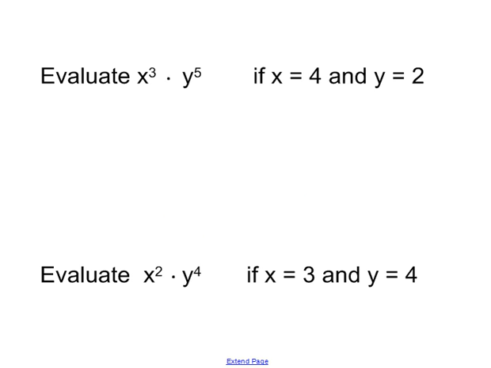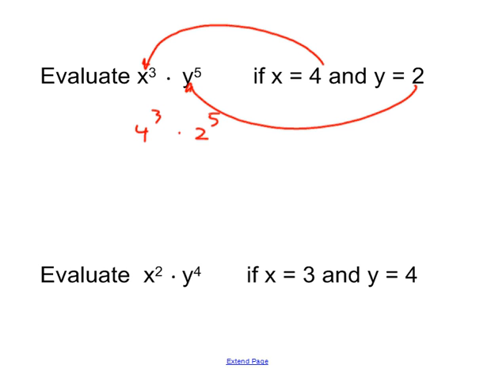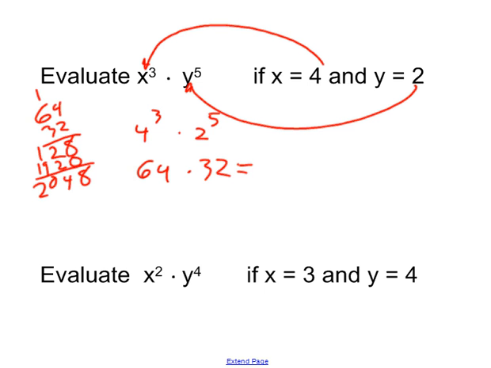I'm going to plug some numbers into my equations. I'll plug 4 in for x and 2 in for y. So I get 4 to the 3rd power times 2 to the 5th power. 4 to the 3rd power, if I work that out, it's 4 times 4 is 16, times 4 is 64, times 2 to the 5th power, which is 32. And if I take 64 times 32, I get 2,048.